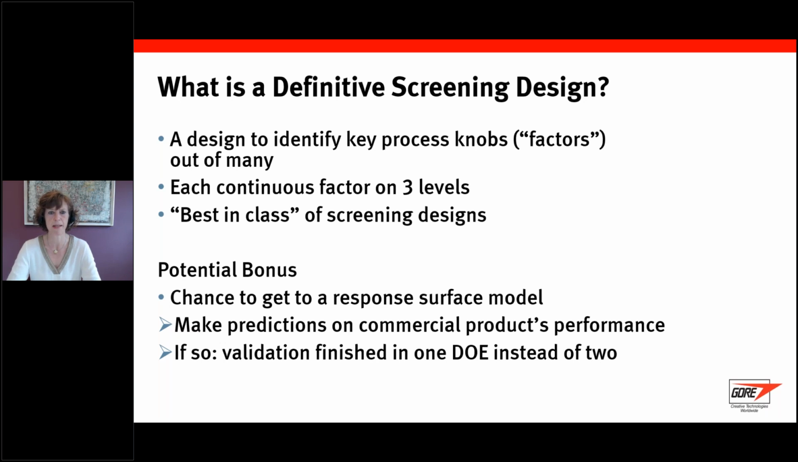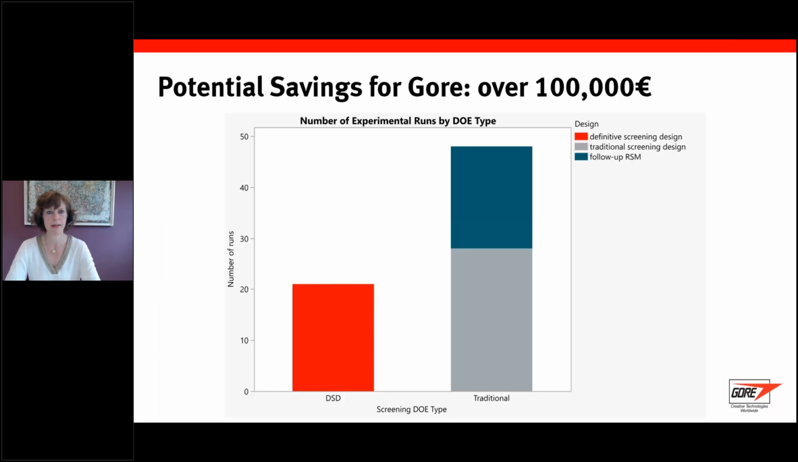So for us, in concrete numbers, the potential savings were: we run the DSD with the 21 runs and multiply it with the cost for each one, or we do the traditional approach that would have been 28 runs in a traditional screening design, plus maybe another 20 for the optimization phase. That was the outlook that we had.